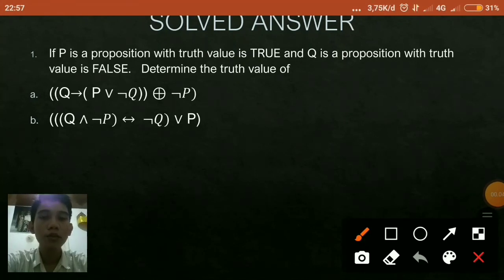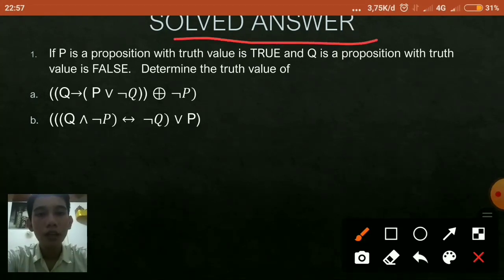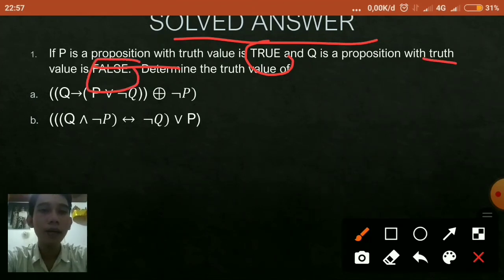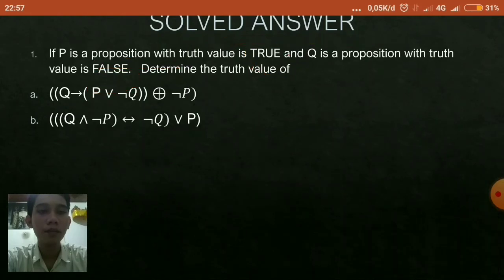Next, we will talk about solved answers. 1. If P is a proposition with truth value true and Q is a proposition with truth value false, determine the truth value of A. If Q then P or not Q, exclusive or not P. B. Q and negation P, if and only if not Q or P.